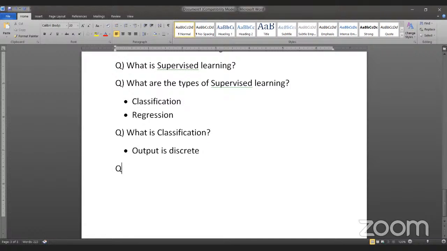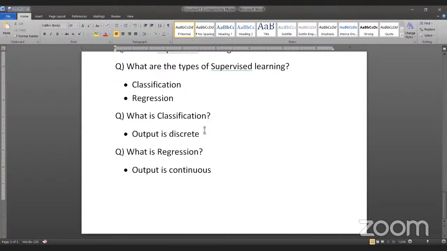Similarly, for regression, we are having output is continuous. So supervised learning method in which our output is in continuous form, we call it regression, and in which output is in discrete form or in the form of classes, it is known as classification.